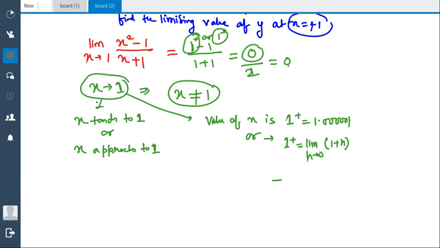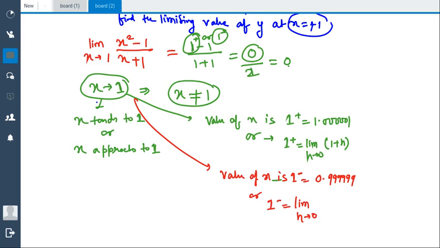And the other definition is that tending to 1 means the value of x is 1 minus. You can say that 1 minus is limit h tends to 0, meaning you are subtracting some small quantity from 1, that is 1 minus. So always remember that x tends to 1 never means x equal to 1. Either it is x tends to 1 plus or 1 minus.